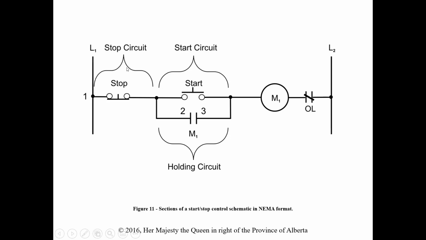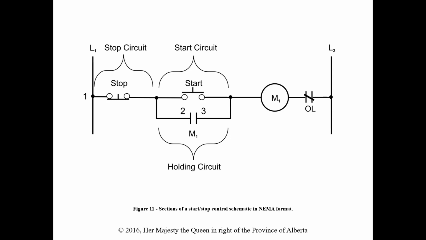So we have different sections of the circuit. We have our stop circuit, our start circuit, and our holding circuit. Those are the 3 sections we're going to talk about. We're going to talk about these specifically because we're going to add a set of contacts into all these different sections and see how it affects the circuit. And we talked about this in second year as well.